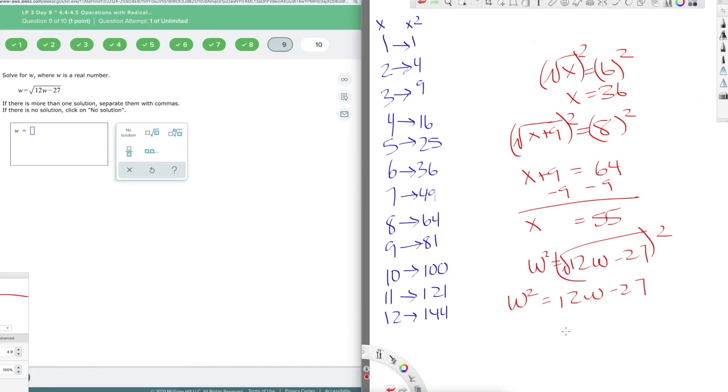But we want to bring everything over to one side. So I'm going to subtract 12W and I'm going to add 27 to both sides here. So I'm going to have W squared minus 12W plus 27 equals 0, because these cancel and these cancel, which is what I wanted to happen. That's why I did the inverse operation there. So now I can factor this, W and W, and they still equal 0.